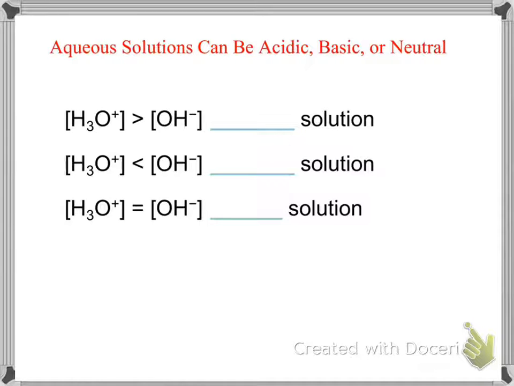So your aqueous solutions can be acidic, basic, or neutral. If the concentration of H3O plus is greater than OH negative, the solution is acidic. If the concentration of H3O plus is less than OH negative, it is basic. And if they both are equal, then the solution is neutral.